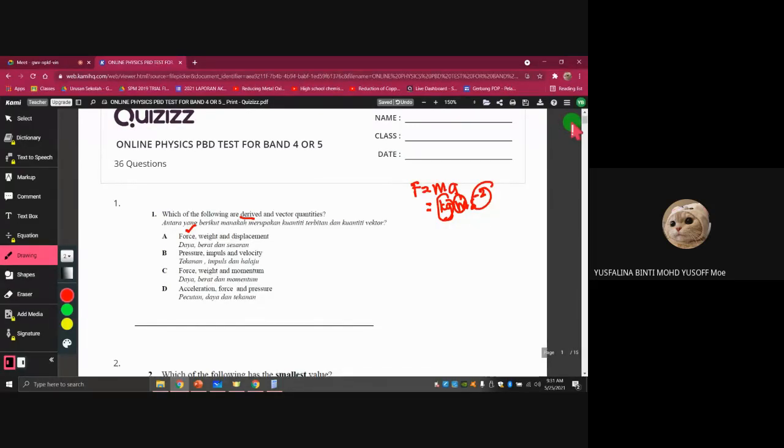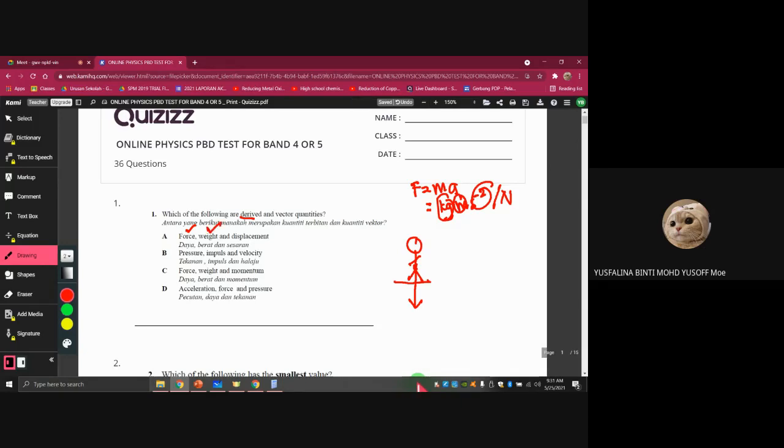How about the weight? Weight is also a derived quantity because weight is in Newton, right? And force is also Newton, so it is a derived quantity. Weight is also a vector quantity because the gravitational pull draws the object towards the center. So the weight's direction is always toward the center. Let's say this is you, right? So your weight is always in this direction. So it has a direction, it's a derived and also a vector.